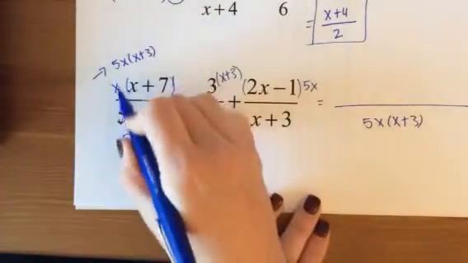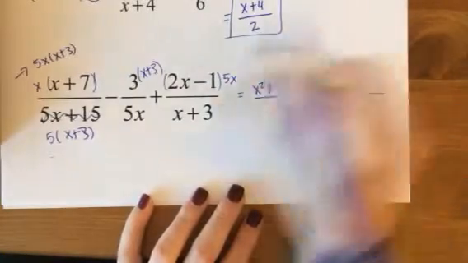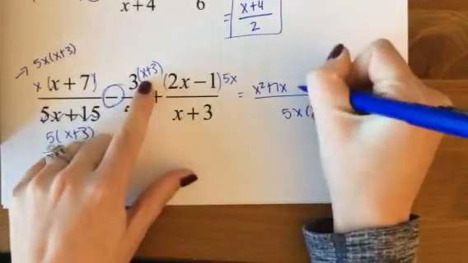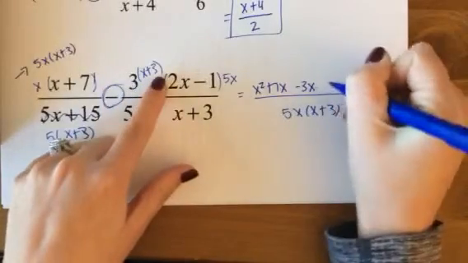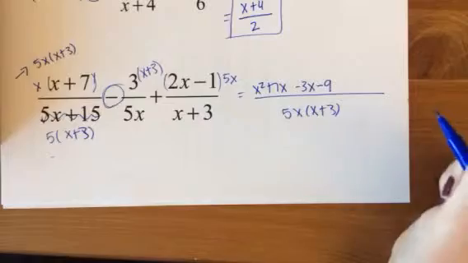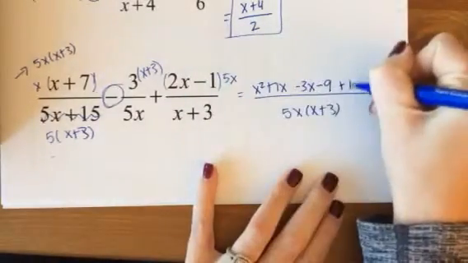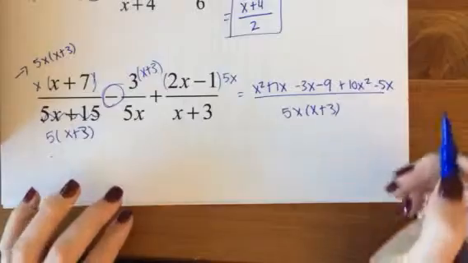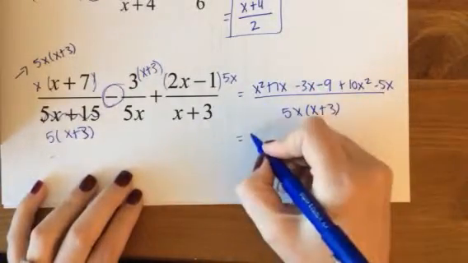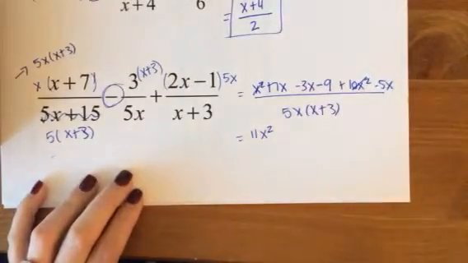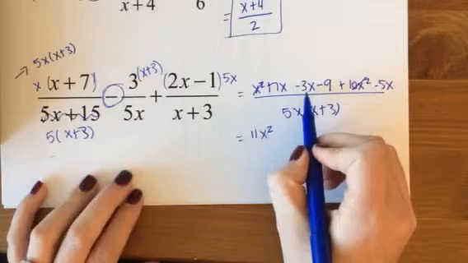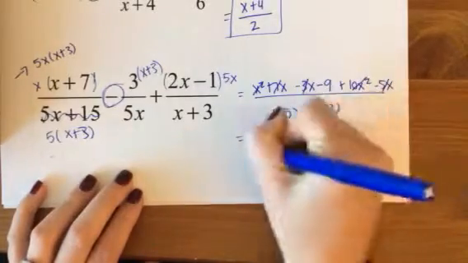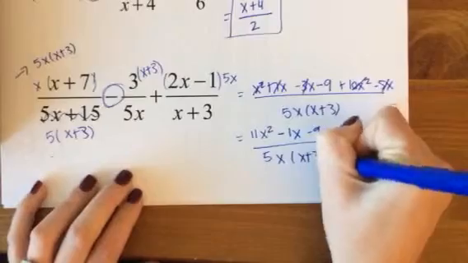My numerator becomes, when I distribute in, x squared plus 7x. Now, watch this one. I'm going to distribute in a negative 3, and that will take care of this minus sign, so this is a little tricky. Negative 3 times x is negative 3x. Negative 3 times positive 3 is negative 9. So watch that minus sign there. Plus, distribute this in. This gives me 10x squared minus 5x. Then I want to combine any like terms that I have. I will get 11x squared, because I've got x squared plus 10x squared. I've got 7x minus 3x, which is 4x, minus 5x, which is minus 1x. That takes care of all my x's, and then I'm left with minus 9 over 5x times x plus 3.